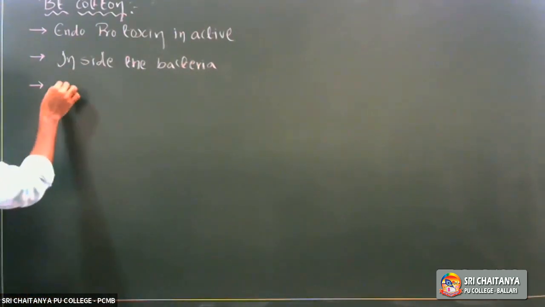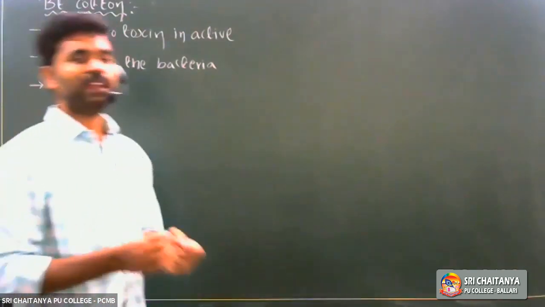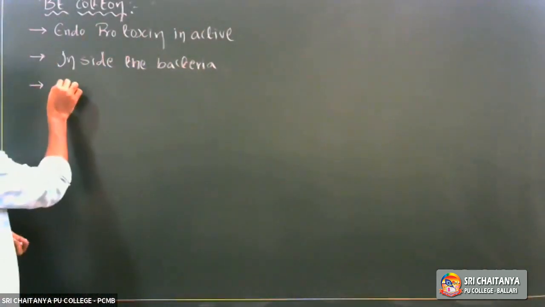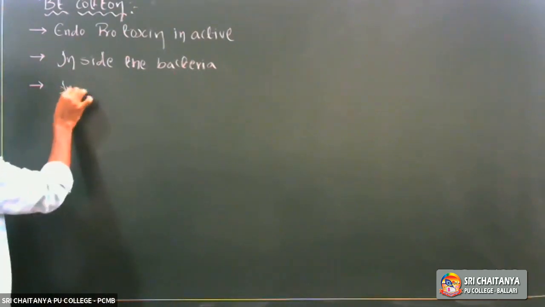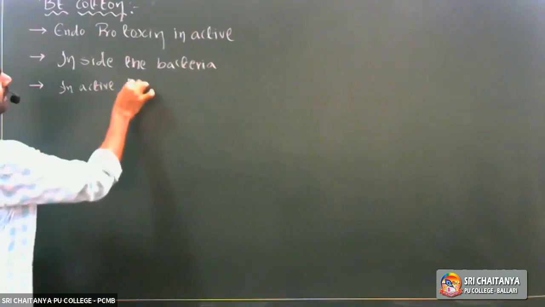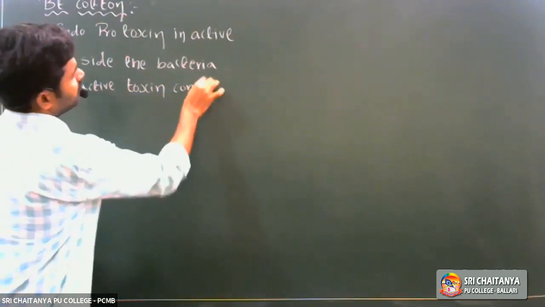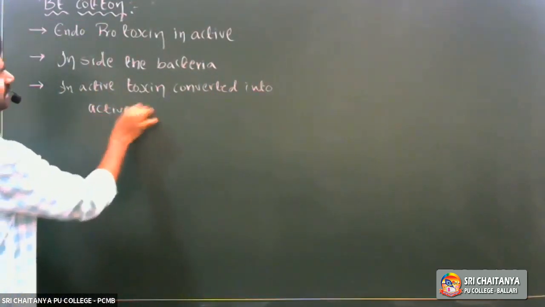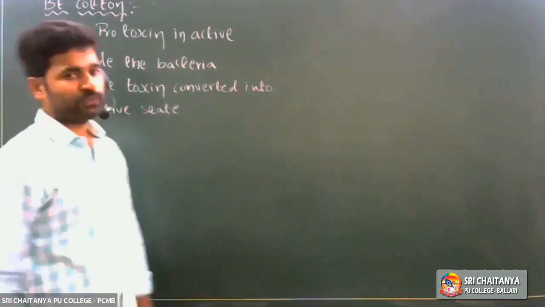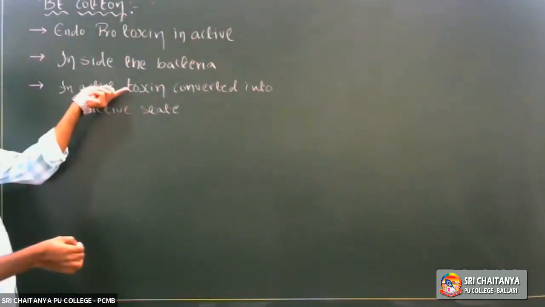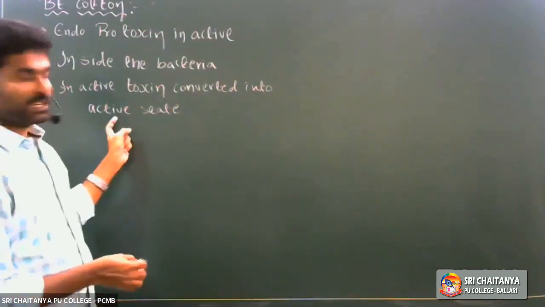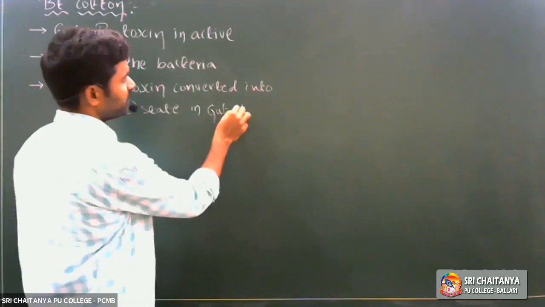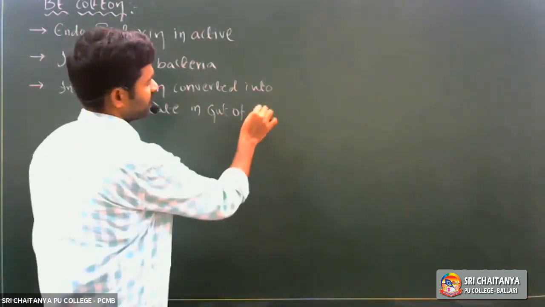But it is converted into an active state whenever the insect ingests the Bt toxins or Bt proteins. So the inactive toxin is converted into an active state inside the gut of insects, right? See, that inactive toxin is converted into an active state in the gut of insects. What is the gut? The gut is nothing but the digestive system of insects.